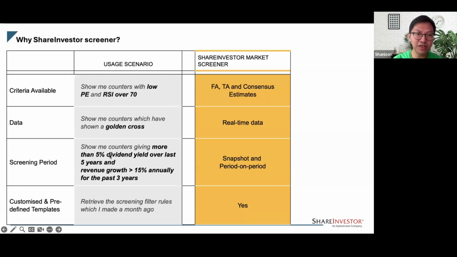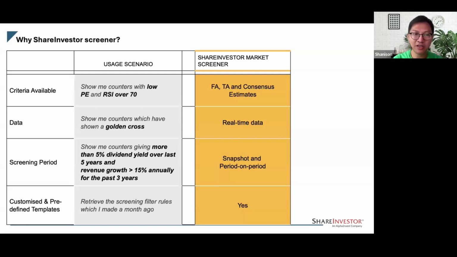In terms of screening periods, we can match across multiple periods, and it can be a combination of some snapshots, like the dividend yield in the past one year. But you can also do period on period, for example, revenue growth over the past three years, is it more than 15% growth annually? So we can do annual, period on period comparisons in terms of these criteria, and it becomes very powerful.